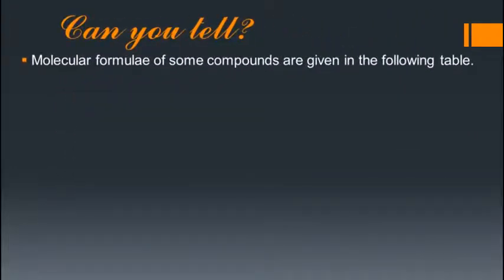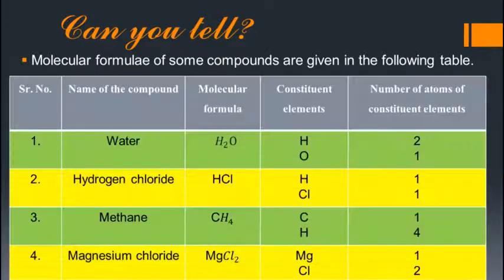So student, molecular formulae of some compounds are given in the following table. Here we have one table in which the compounds and molecular formulae are given, and we have to find the constituent elements and the number of atoms of the constituent elements. The number of atoms of a constituent element is nothing but the subscript. Now let's solve the first one.